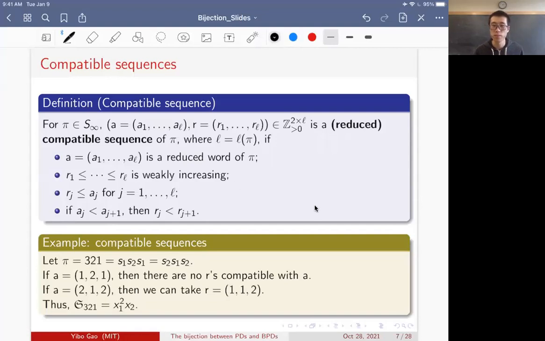Could you give an example for S4 for the longest element? What's the reduced word and what's the compatible sequence? That's a very good question.